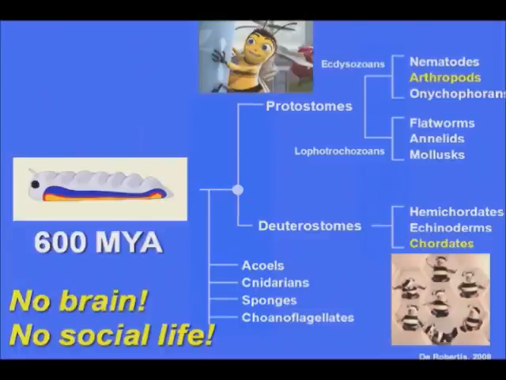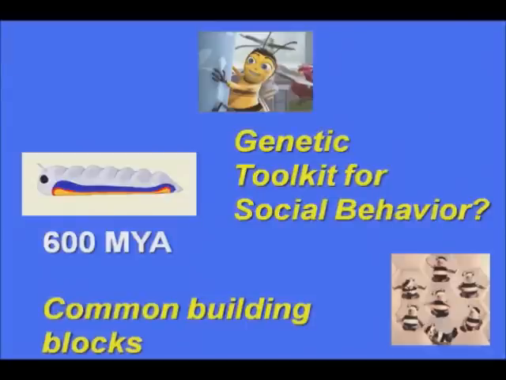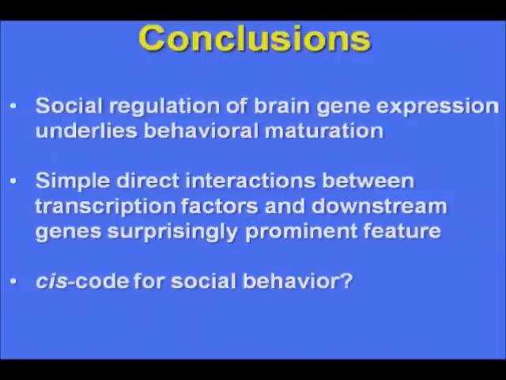However, seeing common molecular elements there suggests that an approach that's been developed very nicely in developmental biology can really be useful in behavior, and that is the notion of genetic toolkits for behavior: the idea that there are common building blocks that are then used and reused in separate evolutionary instantiations of a particular development of a phenotype. So in conclusion, social regulation of brain gene expression underlies behavioral maturation. We see evidence for simple, direct interactions between transcription factors that are forming a surprisingly prominent feature of the regulatory architecture, and maybe the beginnings of a syntax, a code, for social behavior.